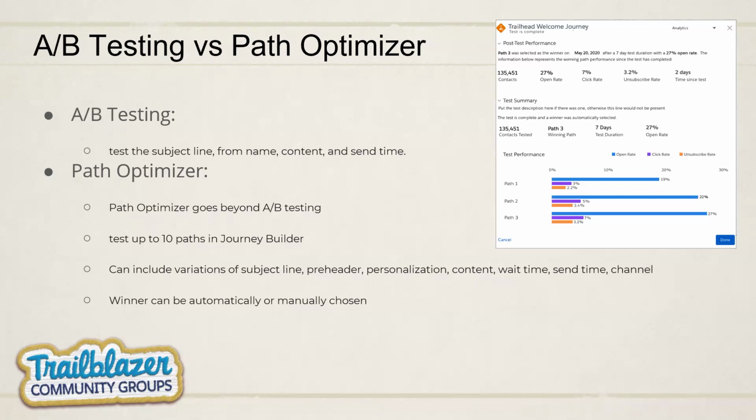As you can see in the screenshot here, there are 3 paths available. And we can also see the engagement, the open rate, the click rate, and the unsubscribe rate. Among these, if we think that path three is the one that we want to go ahead with, we can set the evaluation criteria accordingly, or we can also choose the winner manually.